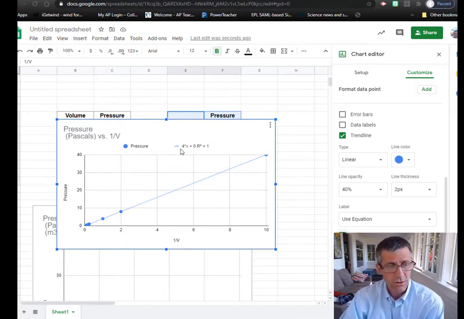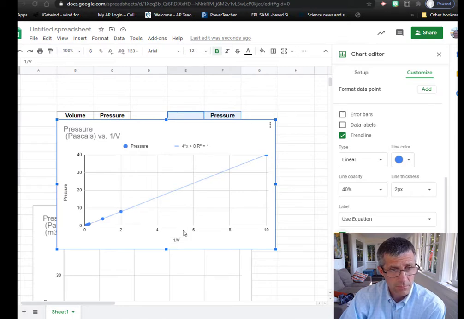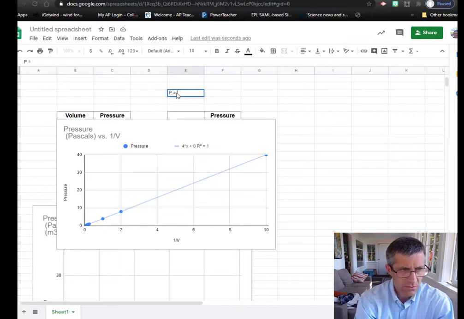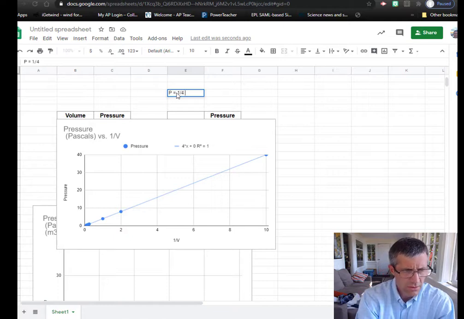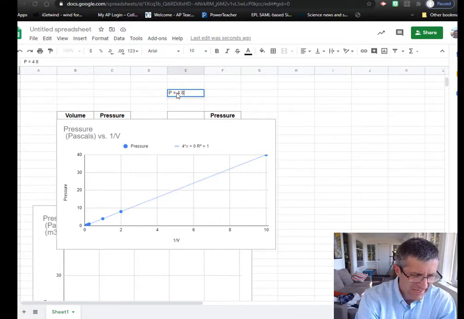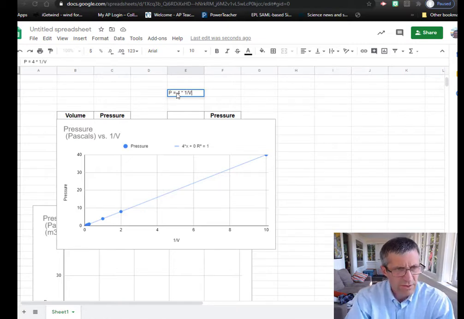What's my equation going to be? My equation is not going to be pressure equals 4 times x. My equation is going to be pressure is equal to 4 times 1 over volume. Right? So let me be careful about that. So now my pressure is going to be equal to, sorry, 4 times 1 over my volume.